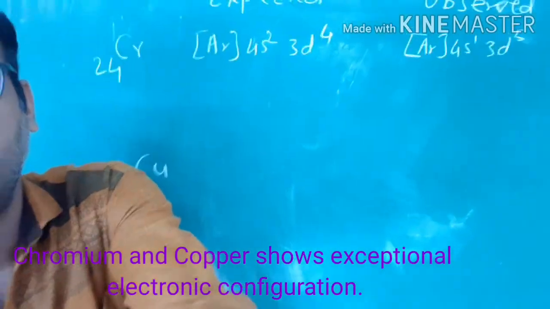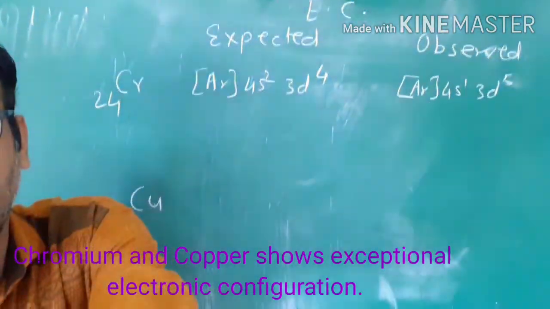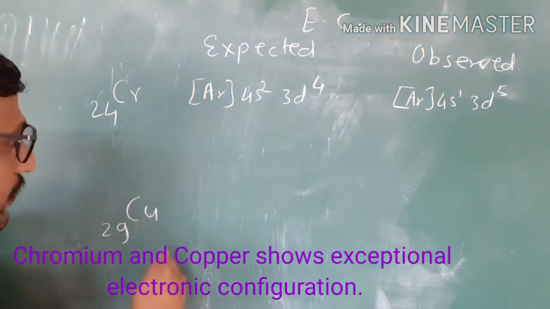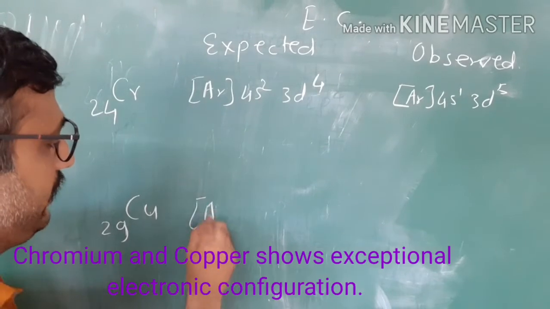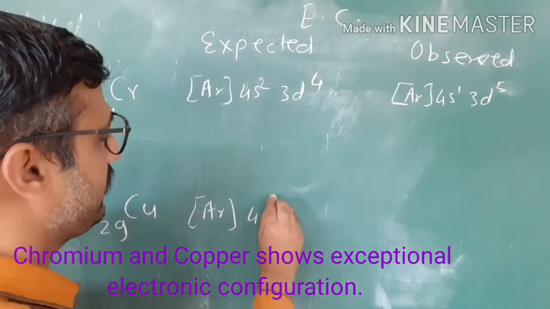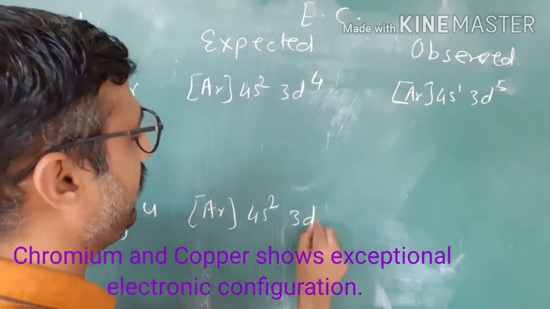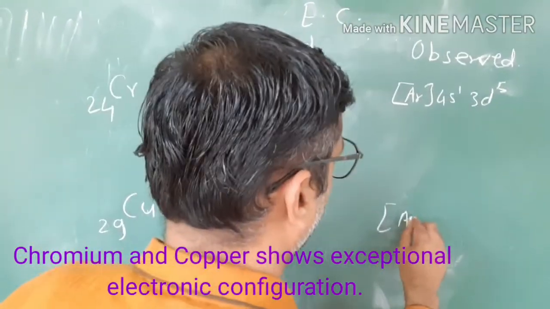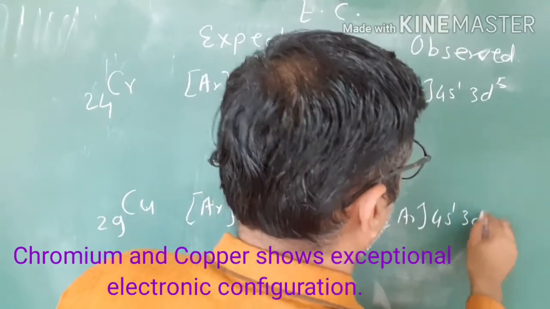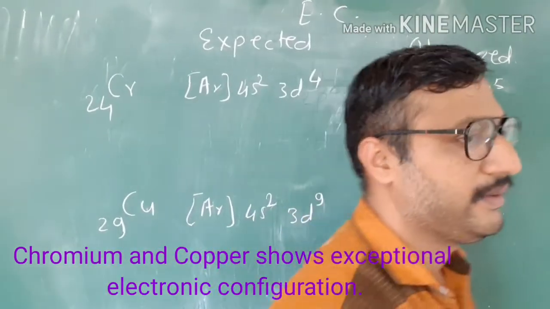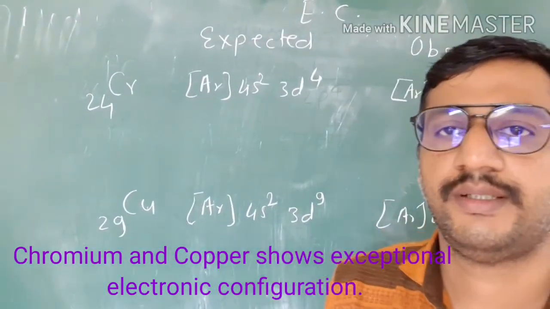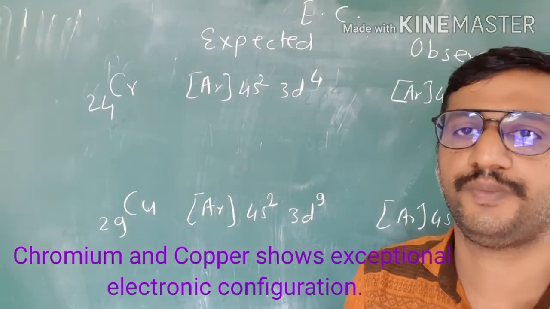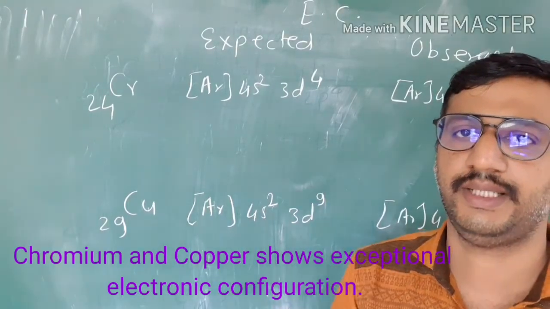So why do these two show the exceptional electronic configuration? That's the question. Copper's expected electronic configuration is argon 4s2 3d9, but the practically observed electronic configuration for copper is argon 4s1 3d10. The reason is that half filled or completely filled subshells correspond to lower energy and higher stability.